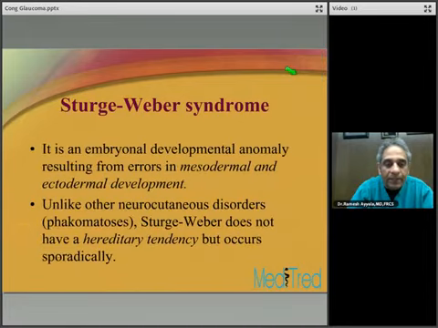It is an embryonal developmental anomaly resulting from errors in mesodermal and ectodermal development, okay? Unlike other neurocutaneous disorders, Sturge-Weber syndrome does not have a hereditary tendency, but occurs in a sporadic fashion. Remember this. They do ask you this. Sturge-Weber does not have any hereditary tendency.